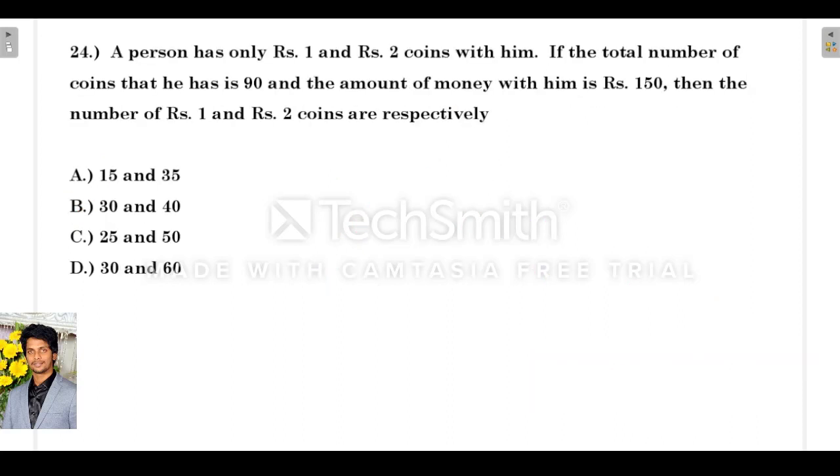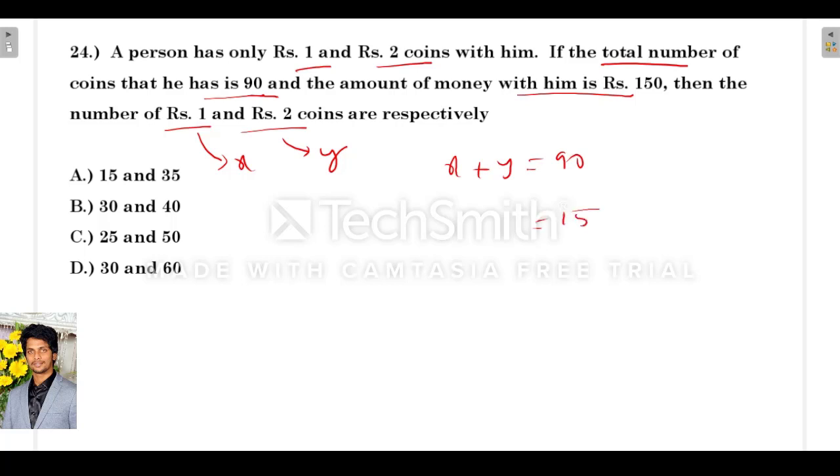A person has only 1 rupee coins and 2 rupee coins with him. If the total number of coins he has is 90 and the amount with him is 150, then find the number of 1 rupee and 2 rupee coins. Let us assume the number of 1 rupee coins as X and the number of 2 rupee coins as Y. The total number of coins with him is 90, means X plus Y is equal to 90. But the amount with him is 150, so the amount will be X into 1 plus Y into 2, because every 2 rupee coin is worth 2, right? So X plus 2Y is 150. Subtract the first equation from this, so Y is equal to 150 minus 90, which is 60. So X is 30.